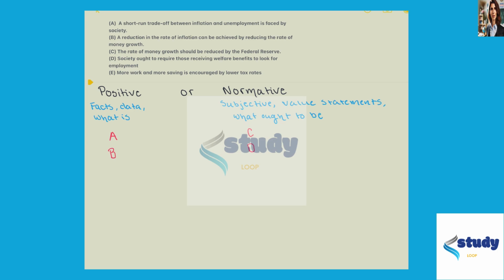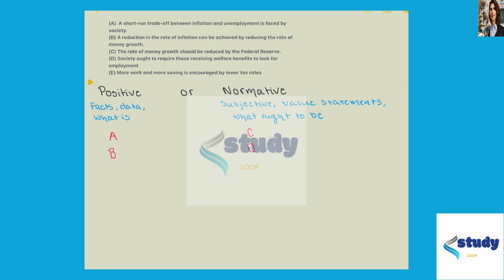Now finally, statement E says that more work and more saving is encouraged by lower tax rates. So this one's a little bit trickier because normative statements, like I said, sometimes encourage or suggest solutions. But in this case, it's not saying that we should encourage anything. It's just saying that something is in fact encouraged by lower tax rates.